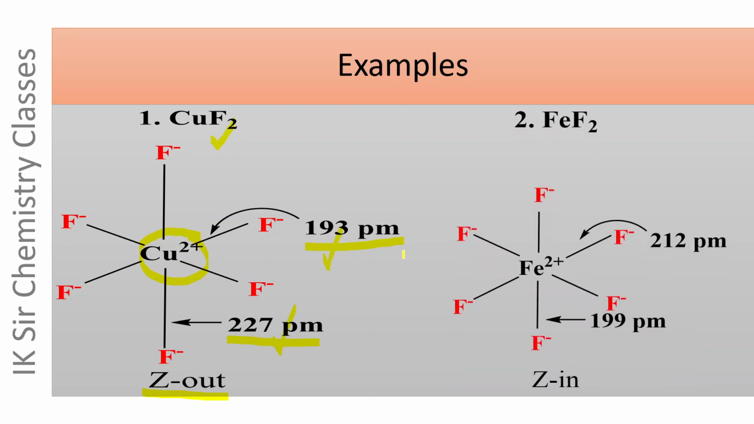And in another case, the Fe2+ ion also has an octahedral arrangement of 6 F- ion ligands.